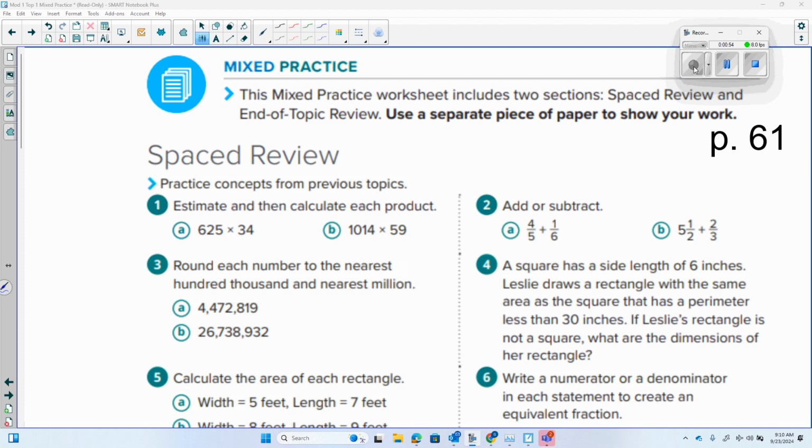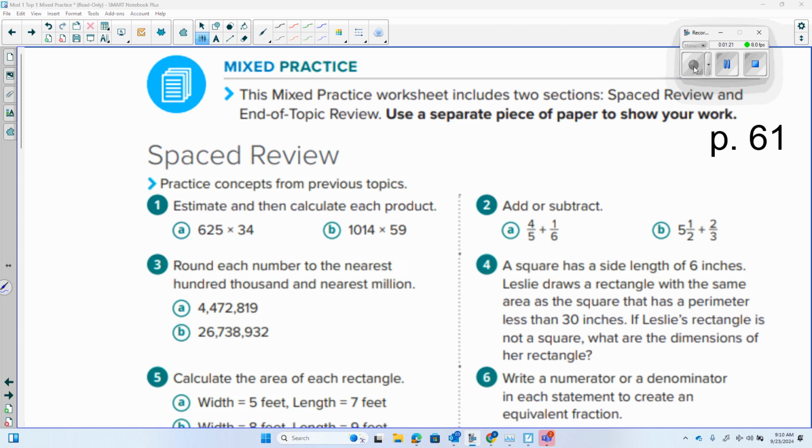Here's the bad news. On the actual test, even though the questions will all be the same, the numbers will be different. So, as an example, for number one, it says split and then calculate each product. On your practice test, it says 625 times 34. On your actual test, it'll be something like 819 times 64. So the numbers will be different, the concept will be the same.